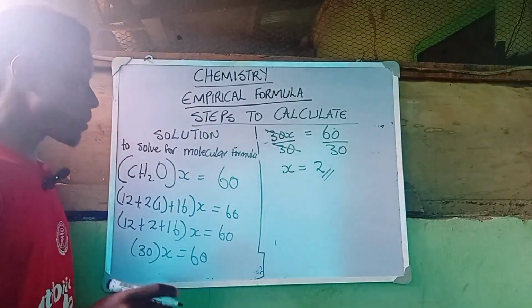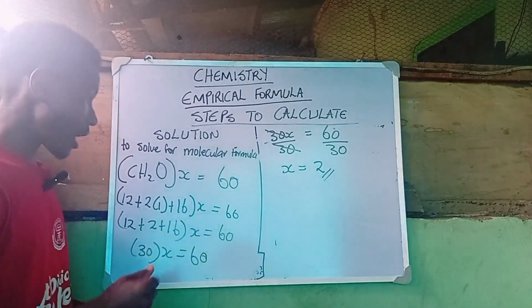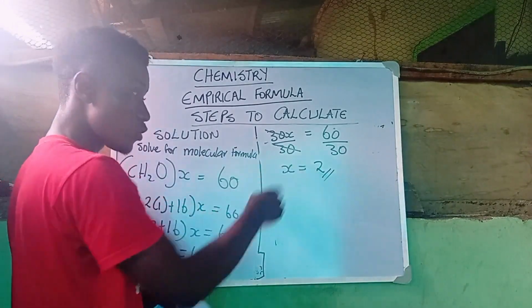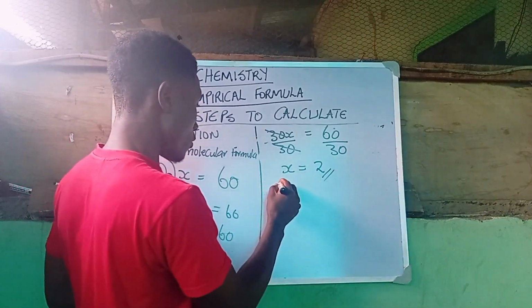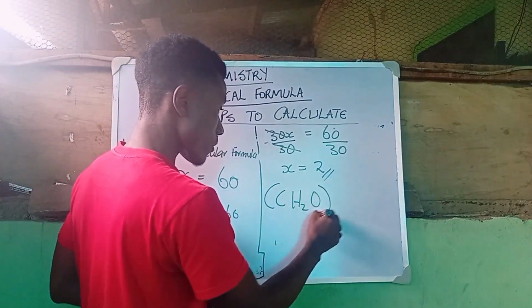So the molecular formula, now pay attention to what we are going to do here. This is 2. So what this is going to be is something like this: CH2O.